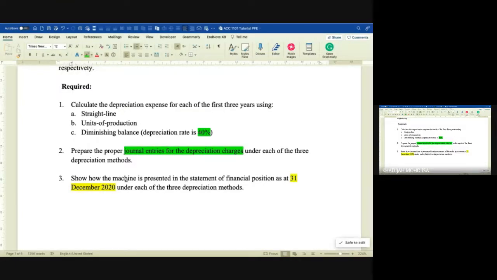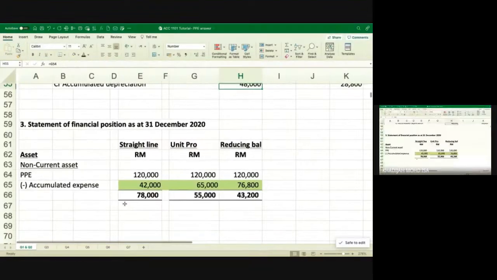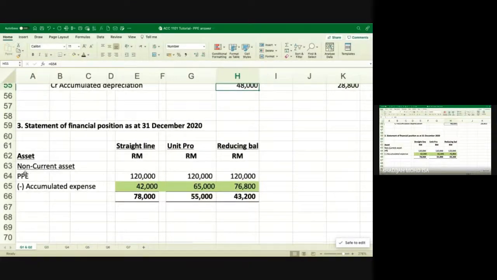And for number 3, show how the machine is presented in the statement of financial position. So you will see that you have an asset, or in this case, equipment. It is under non-current assets, which is your PPE in this case. So the cost is always 120,000. Is it 120,000?